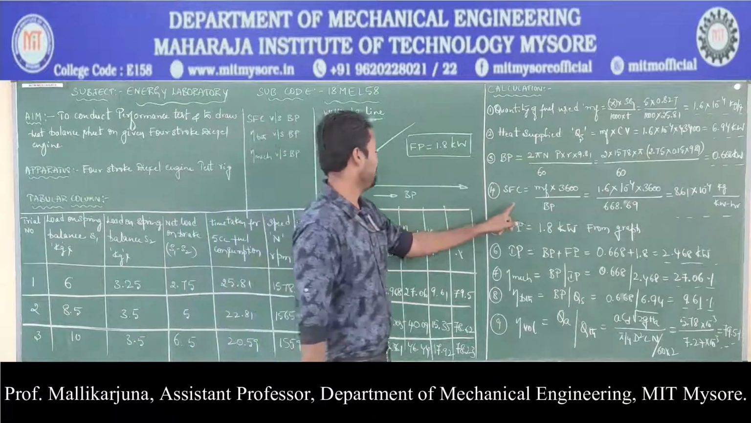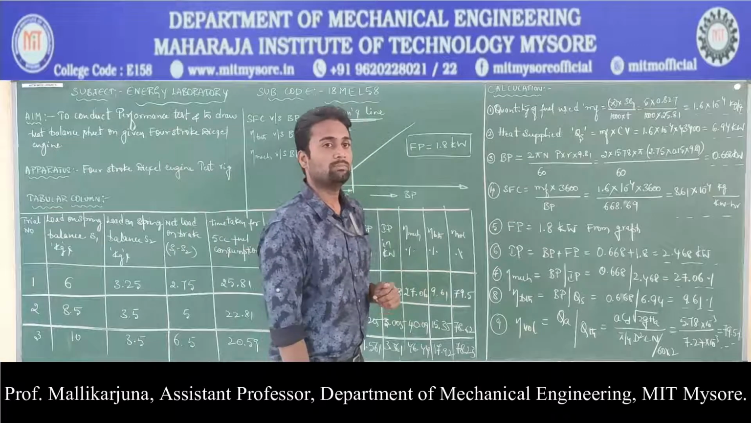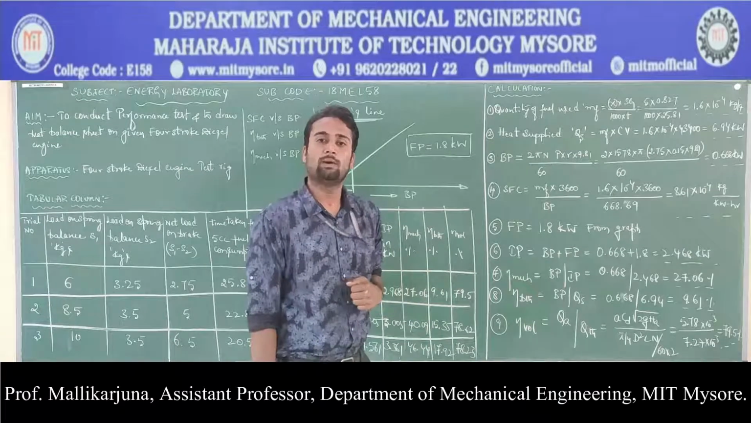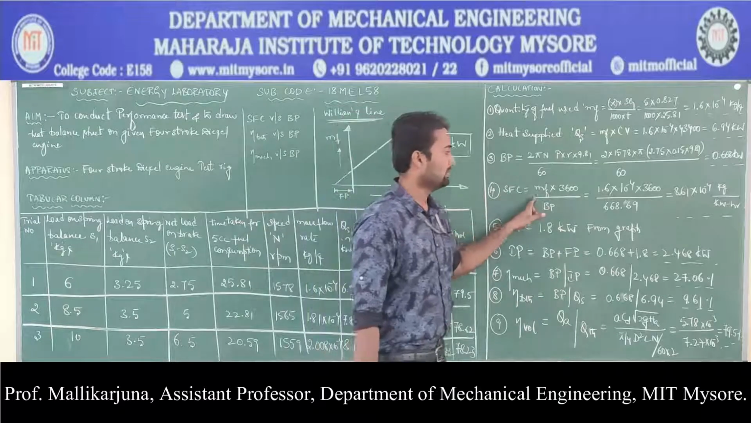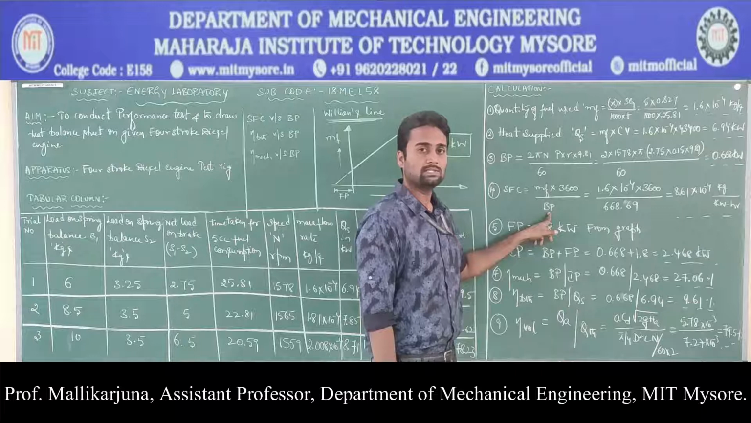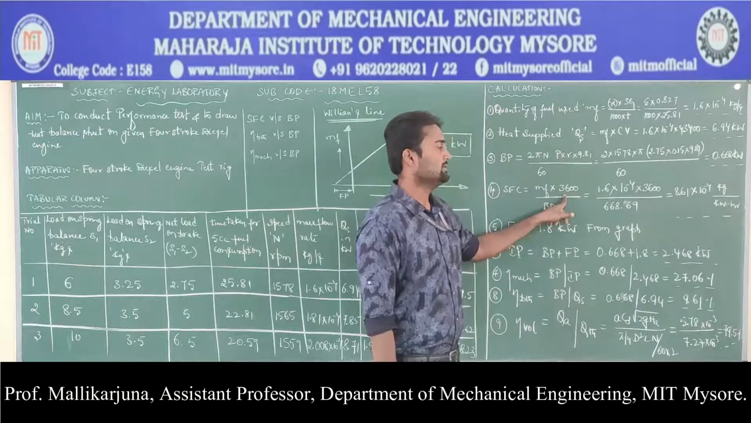Next thing is specific fuel consumption, which is the amount of fuel consumed by the engine per kilowatt of power developed. The formula is MF, the mass of fuel consumed, divided by the power developed, which is BP, into 3600.